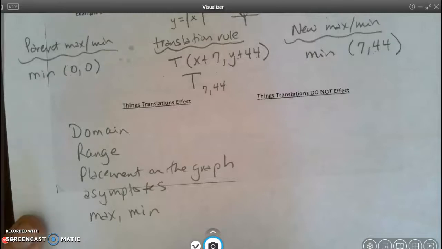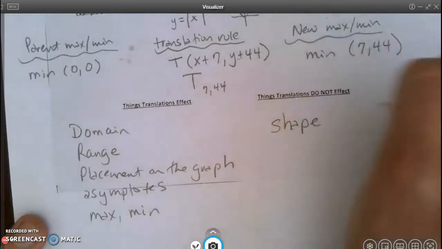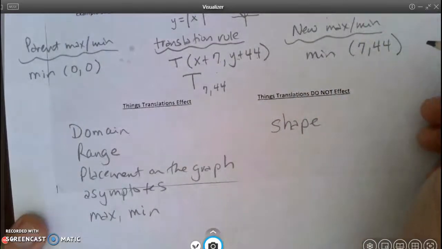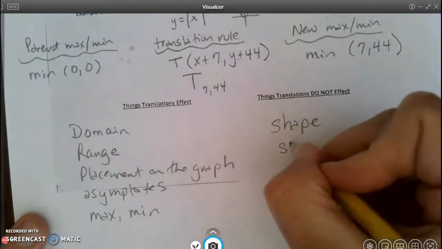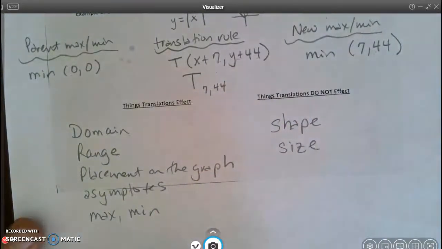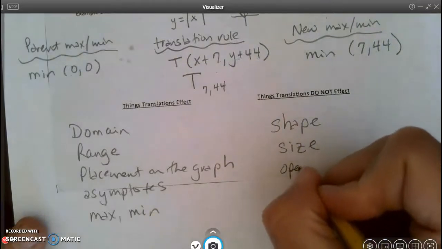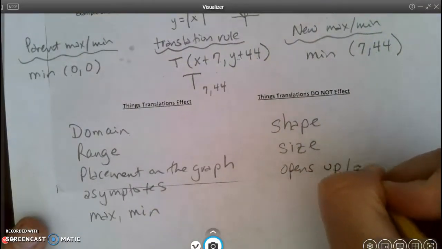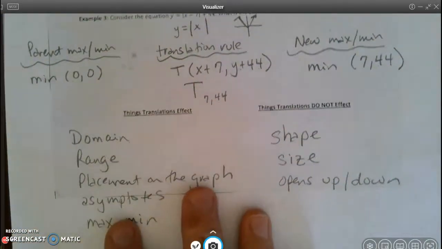However, the translation never affects the shape. If it's a V, it stays a V. If it's a U, it stays a U. It doesn't affect its size. It doesn't make it get larger or smaller. And it also doesn't affect whether it opens up or down. None of those things are affected.